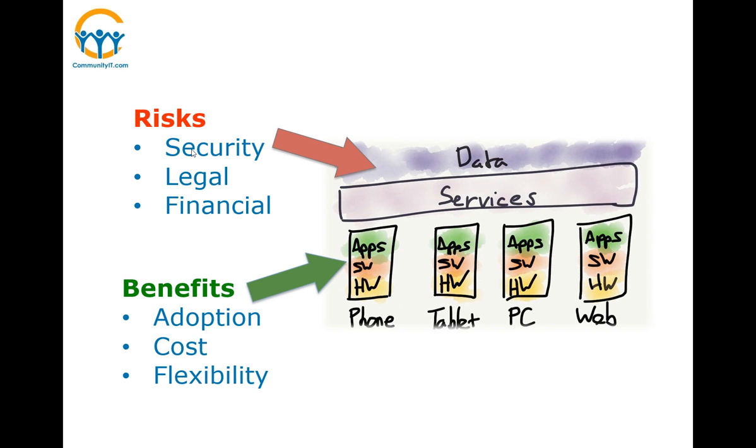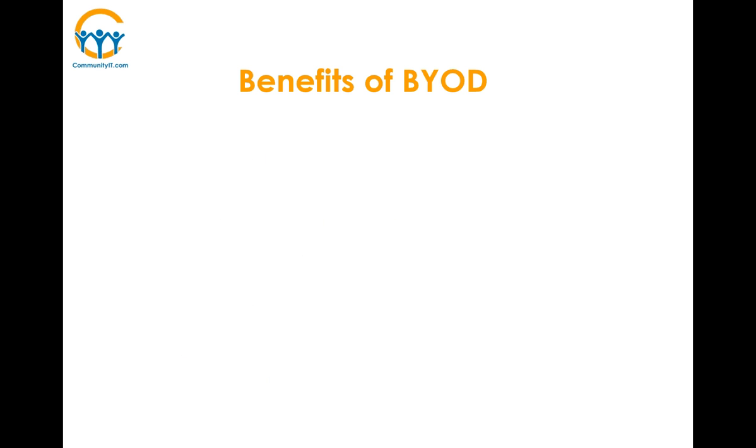There are three main risks to your data and services either being stored in an environment that you're not familiar with or being accessed by devices that are not under your control. There are security risks, information security risks, there are legal risks, and there are financial risks. And I'm going to walk through each one of those in just a second. There are also benefits, though, and again, it's important as you're putting your policy together to really weigh and compare the benefits against the risks.